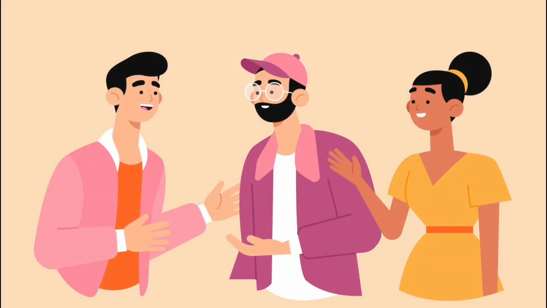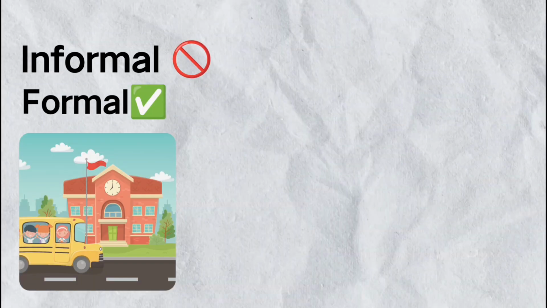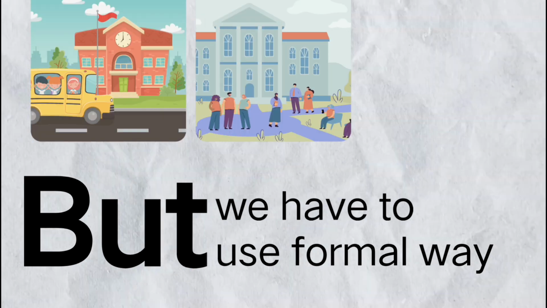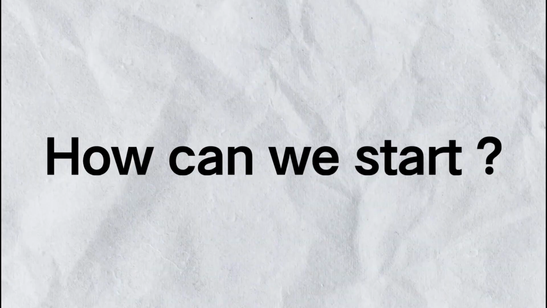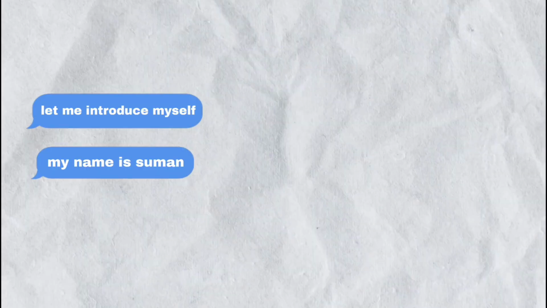So when we start a conversation, we simply start with hi, right? But it is an informal way. We cannot use the informal way for school, college and respected persons. We can use the informal way for our friends. But we have to use the formal way for our school, college and respected persons. So how can we start? We can simply start by saying hello, my name is Suman. Here you will say your name. Or you can start with let me introduce myself, my name is Suman.